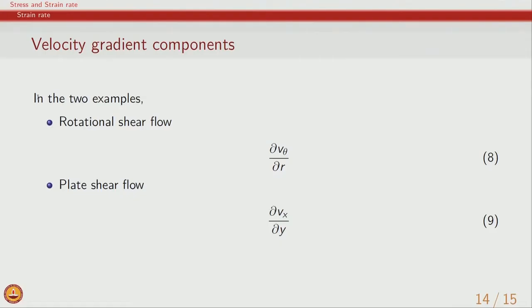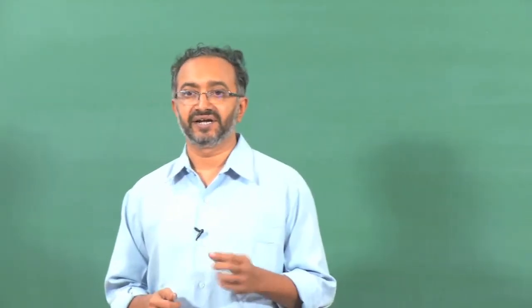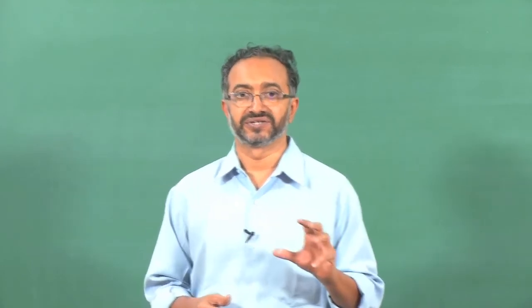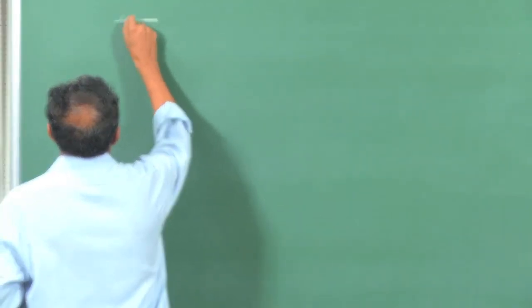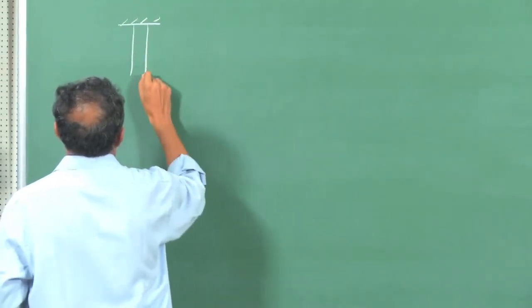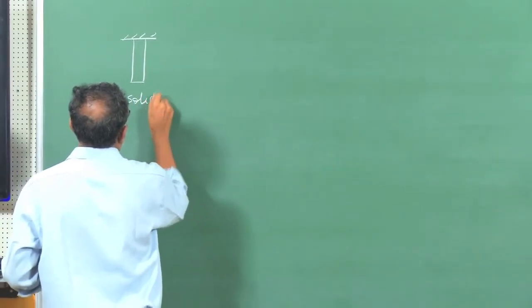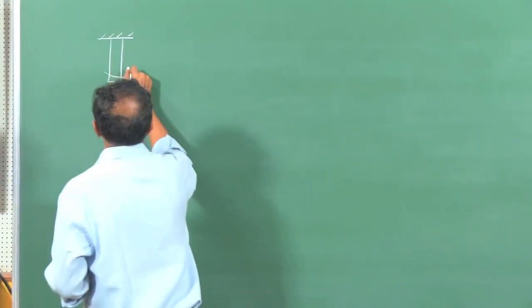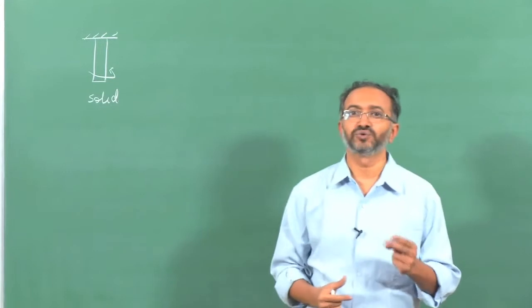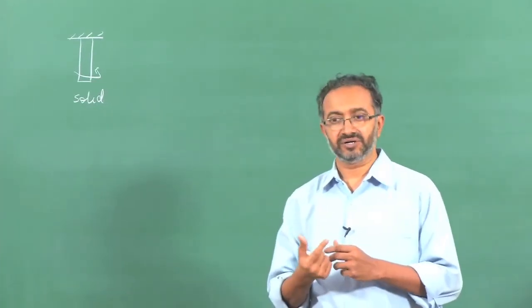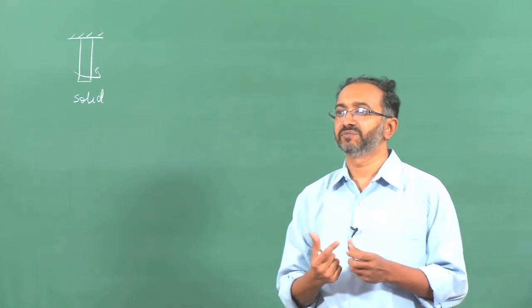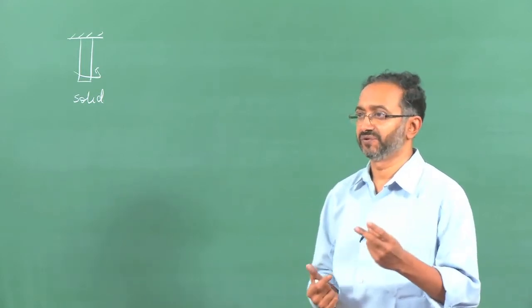So with these we had summarized that what we will have are the components of velocity gradient, and these we will look at for 2 different situations. One is, let us say, there is a rod of solid, and we twist this. We can do 2 things: we can apply a constant torque, or we can say that I will twist it by a certain angle. We will consider both of those things.